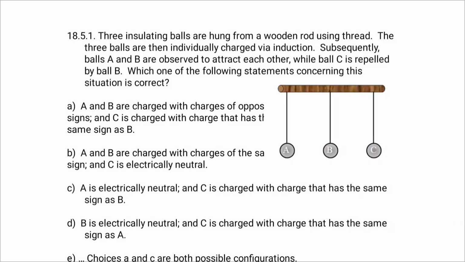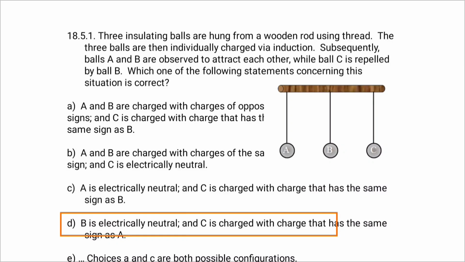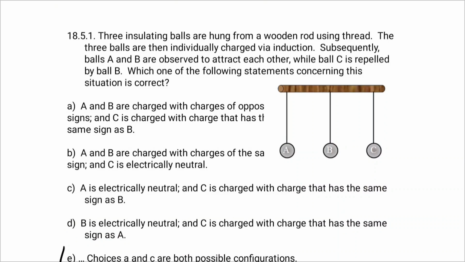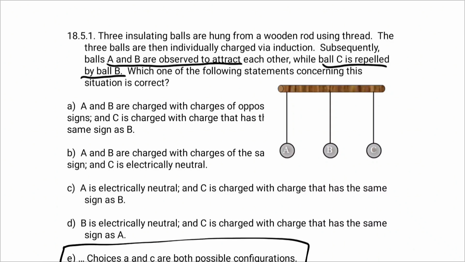Then again, it's a matter of observation, and for this kind of problem, the result is letter E. It should not be D. It should be E. Where A and B are charged with charges of opposite sign, and C is charged with a charge that has the same sign as B, or A is electrically neutral, and C is charged with a charge that has the same sign as B. Because, again, A and B are observed to attract each other, but ball C is repelled by ball B. So that is how we are going to observe and answer this kind of problem.